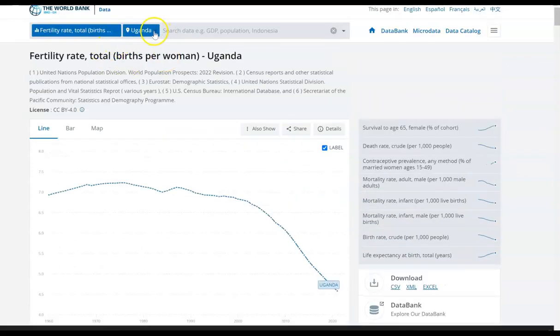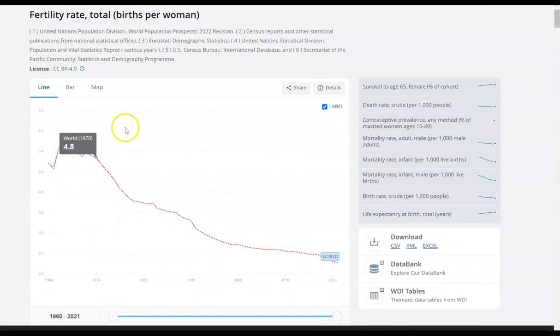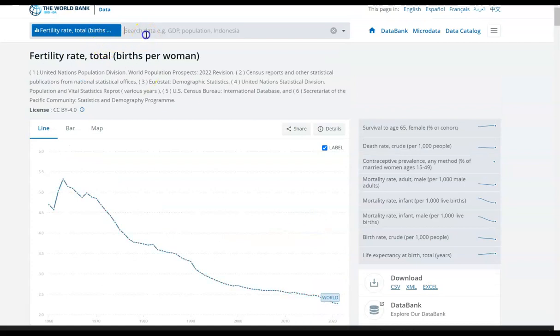The only other thing I want to show you is I can remove Uganda. Once I remove Uganda, this becomes for the whole world. So if I remove the name of the country, keep the data point. So the whole world went from a high of around 5 to 2.3. And you'll find out 2.1 is kind of like a magic number. And we can also do regions.